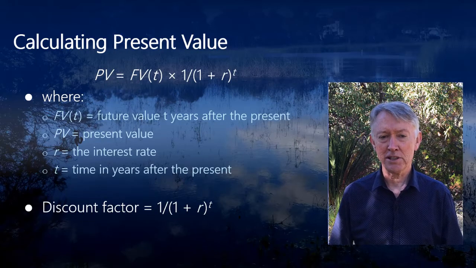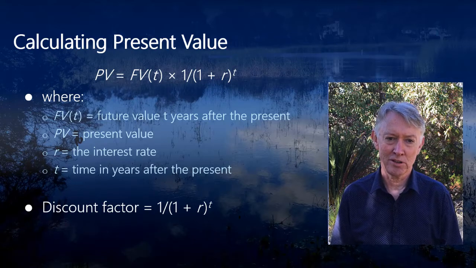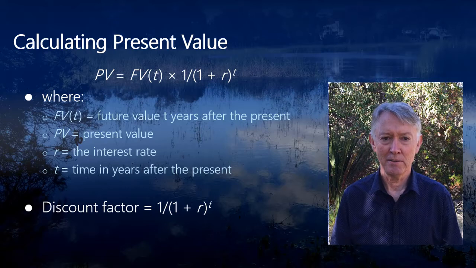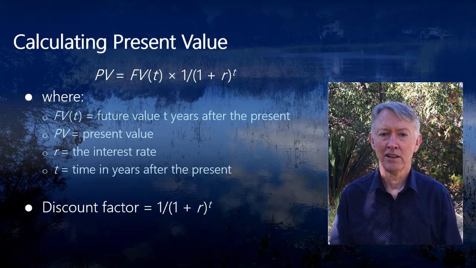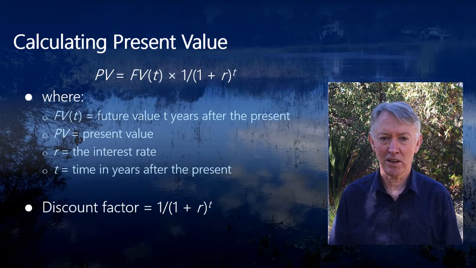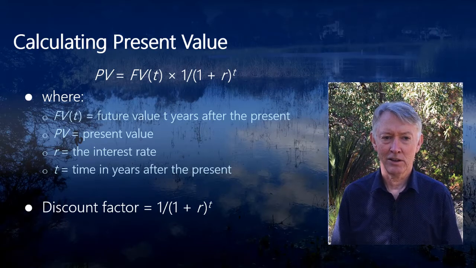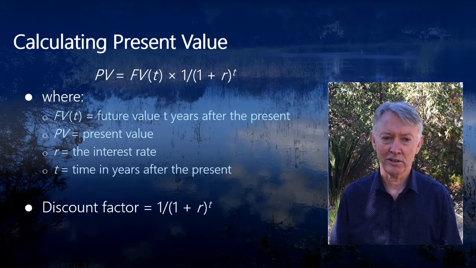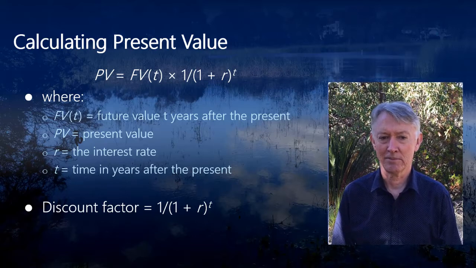To calculate the present value of a future cost or benefit, this is the formula that we would use. So the present value is the future value at a certain time t times 1 divided by 1 plus the interest rate or the discount rate to the power of t, t being the number of years in the future that this cost or benefit occurs. So FV is the future value, PV is present value, R is the interest rate or the discount rate, and T is the time in years after the present.